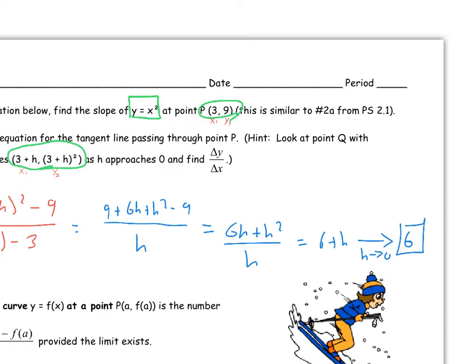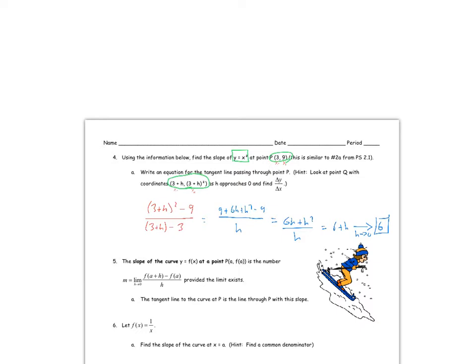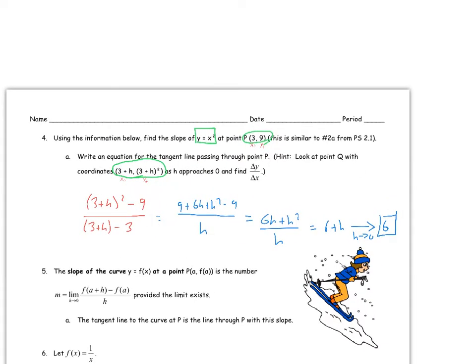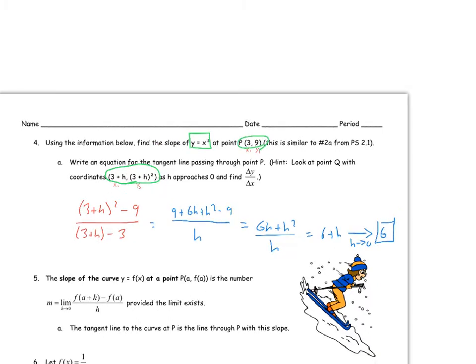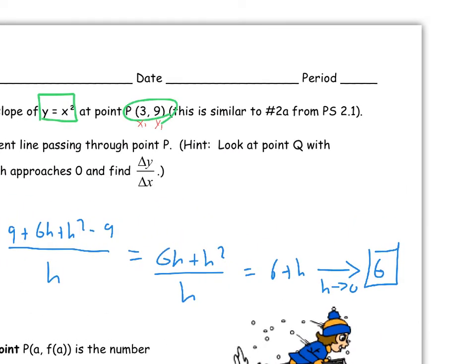Well, sorry, that's actually just our slope. Now here the question actually says, write an equation for the tangent line passing through the point. So we want an equation for the line that passes through this point, and so you need a slope and a point. Well, we have our slope, we just found it, it's 6. And the point it passes through is the point of tangency, which is the point (3, 9).